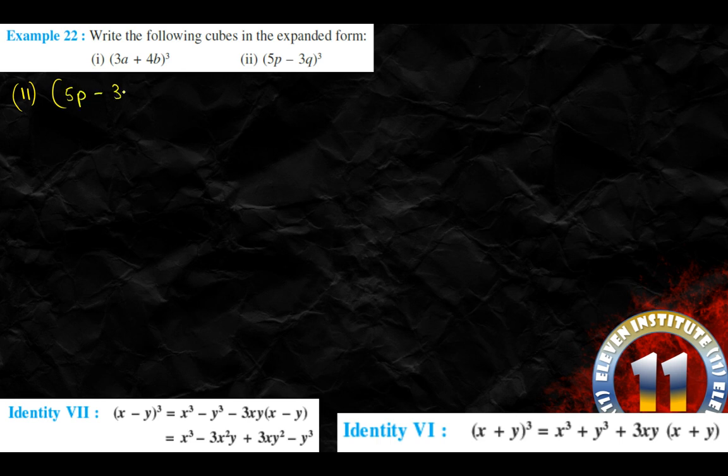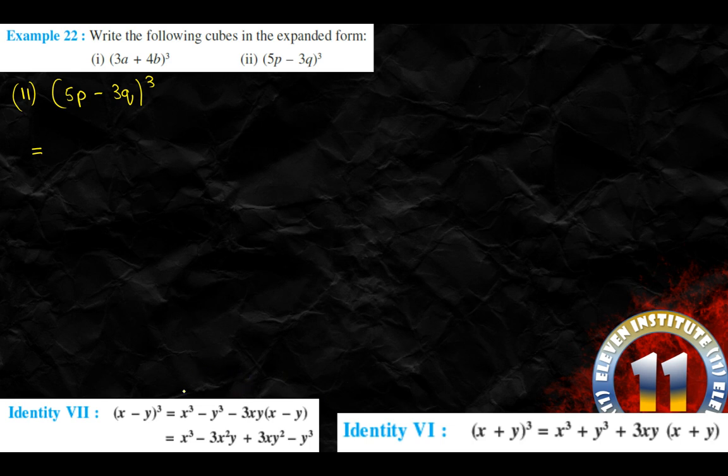5p minus 3q the whole cube. So some of you might be confused that this is one more formula, this is not another formula, this is just multiplication of these terms with the terms over here. You can either multiply after applying the formula or you can use a pre-multiplied formula also. But we will prefer the first formula itself in order to avoid any confusion.